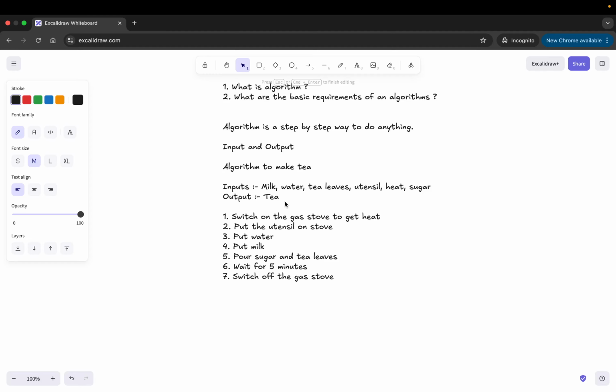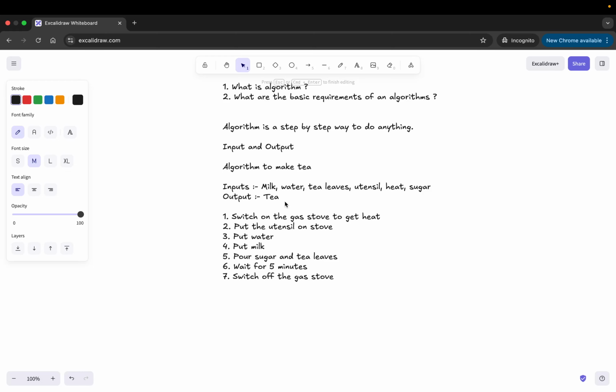We switch on the gas stove to get some heat, the first input. We put the utensil on the stove, that's our second input. The third input was water, so we have taken the water and put it into the utensil. Then we put milk in the utensil, then we pour sugar and tea leaves, then we wait for 5 minutes and then switch off. In these 7 steps, our inputs milk, water, tea leaves, utensil, heat and sugar get converted into a final tea, a delicious final tea which you serve to your guest or yourself or anybody. So that's it. This is an algorithm to make tea.